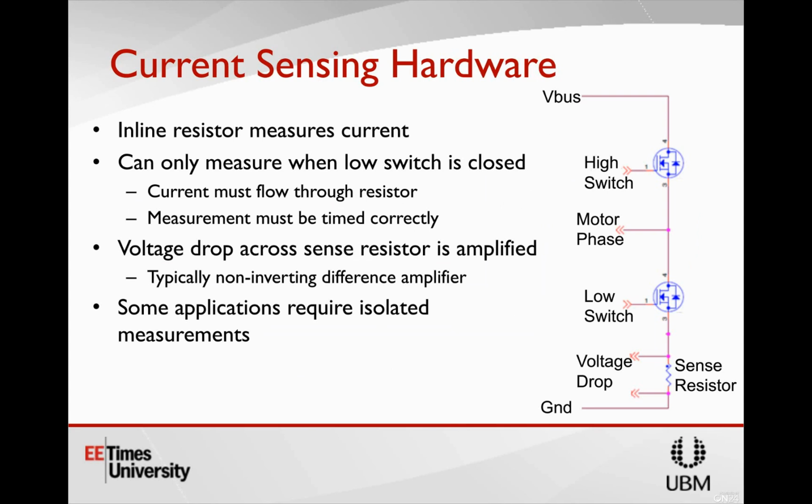One thing that's important to note about this circuit is that you can only measure the current flowing through the sense resistor when the low switch is actually closed, because you want current flowing from the motor phase through the low switch, through the sense resistor, into ground. That's the only condition when that is true. What this means is that the measurement needs to be timed correctly. You have to make sure that you're triggering your analog to digital converter measurement such that it's happening when the PWM module indicates that the lower switch is going to be closed.